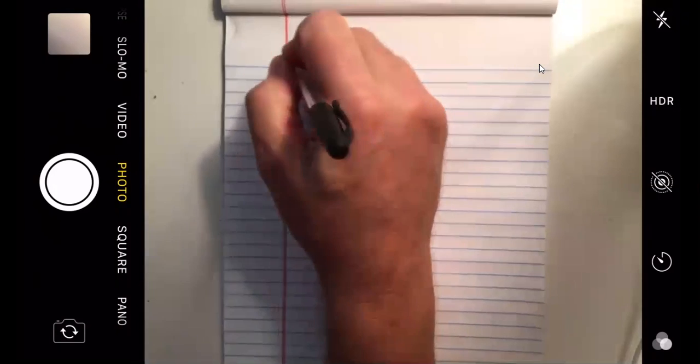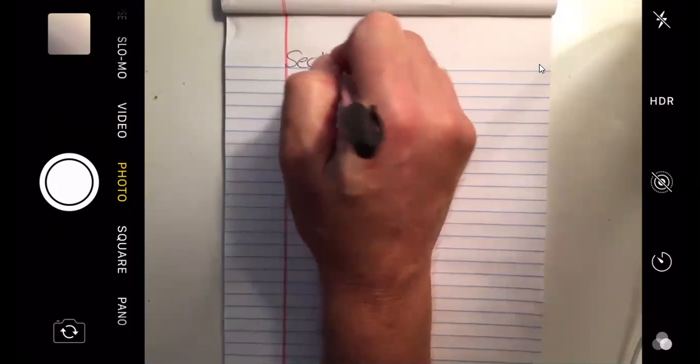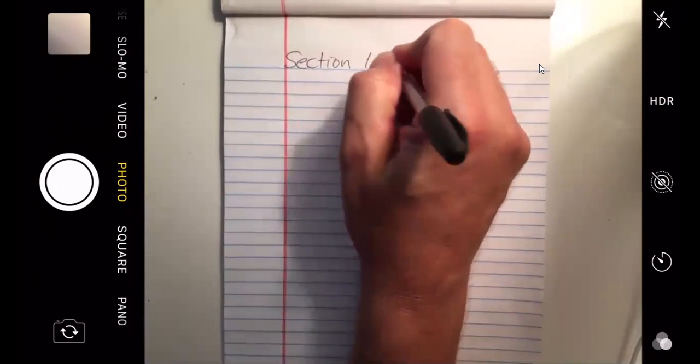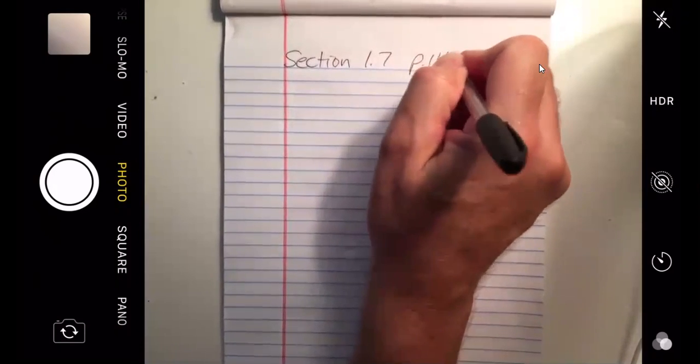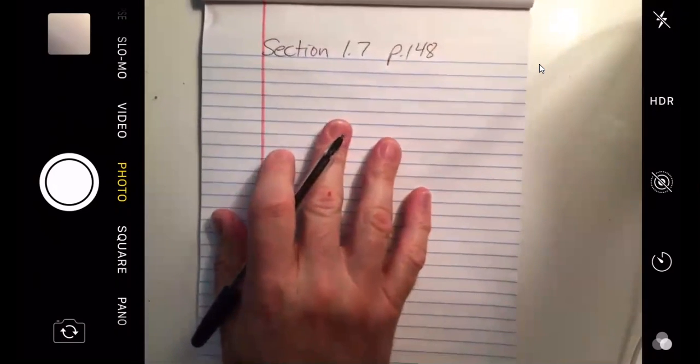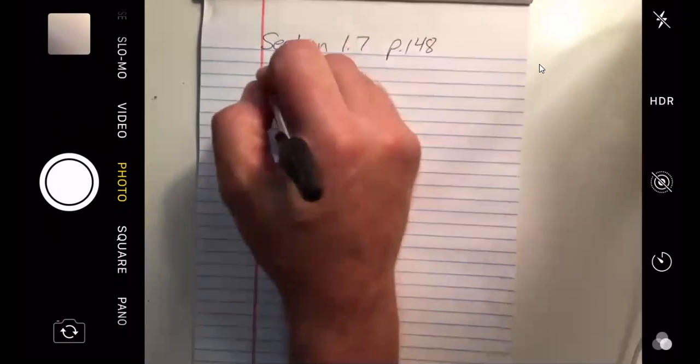Problems for this week are on sections 1.7, 1.8, and 1.10. Section 1.7 starts on page 148. And the first section of problems is problems like 11 to 29 or 31, called linear inequalities.